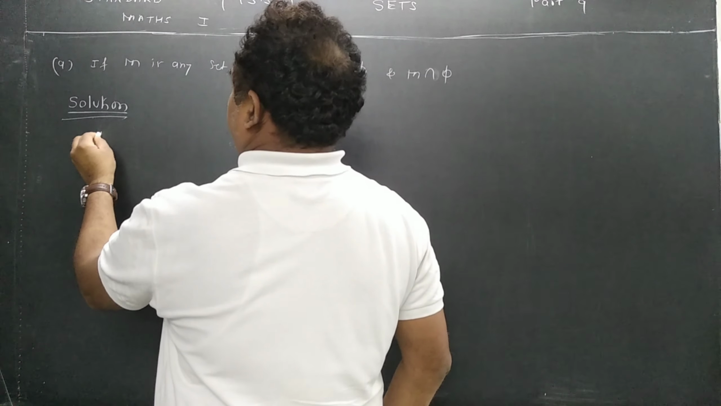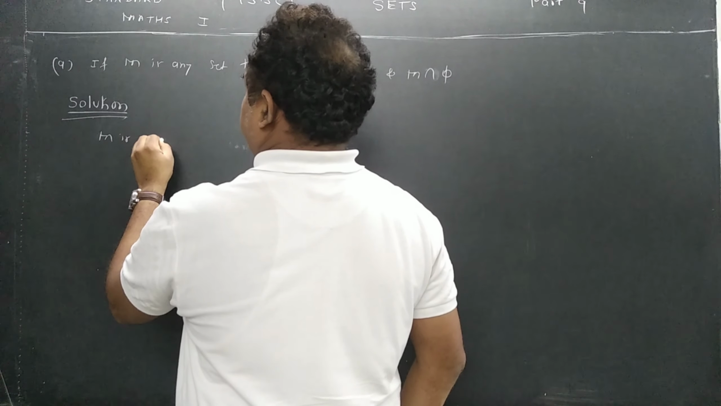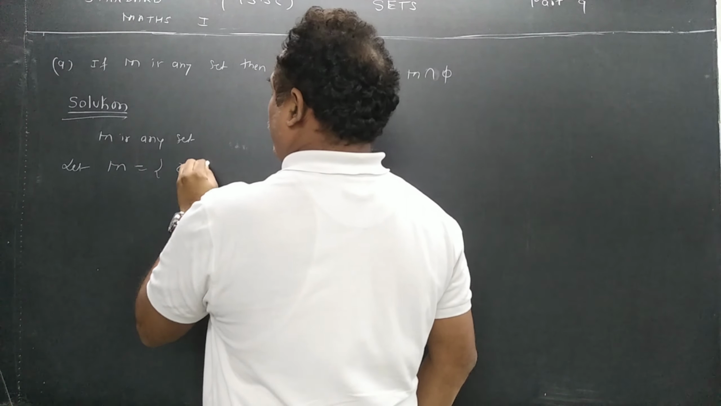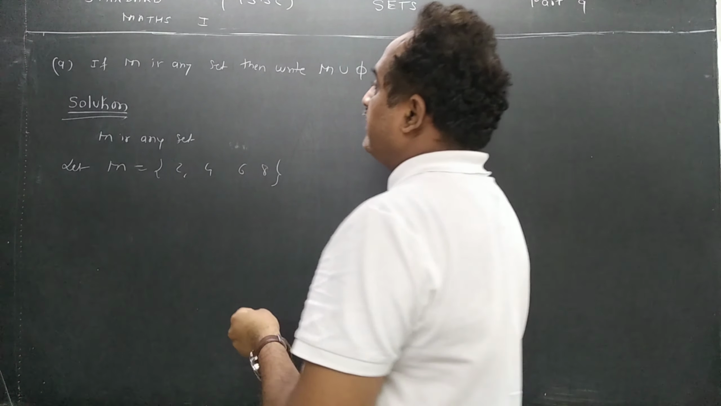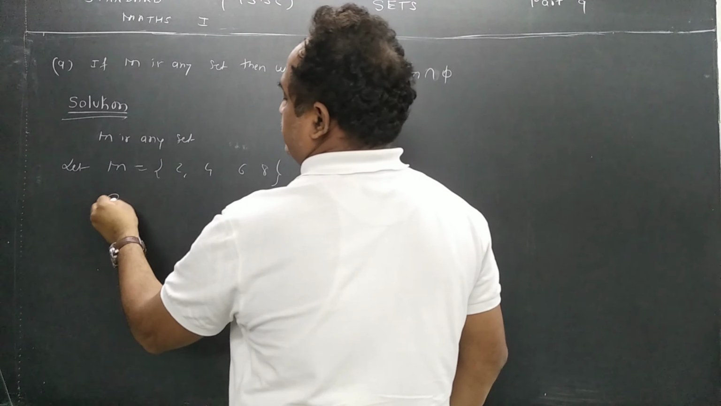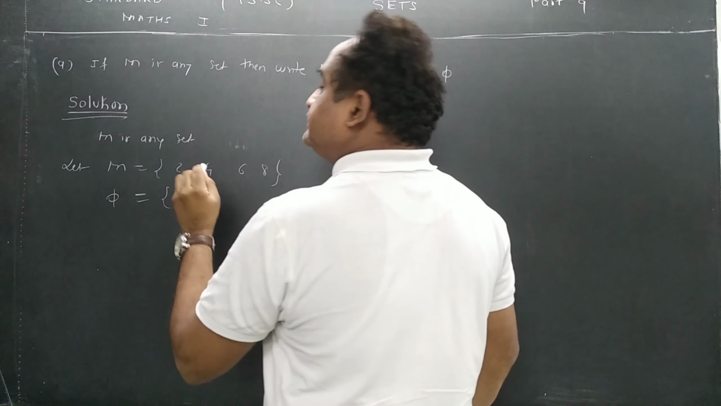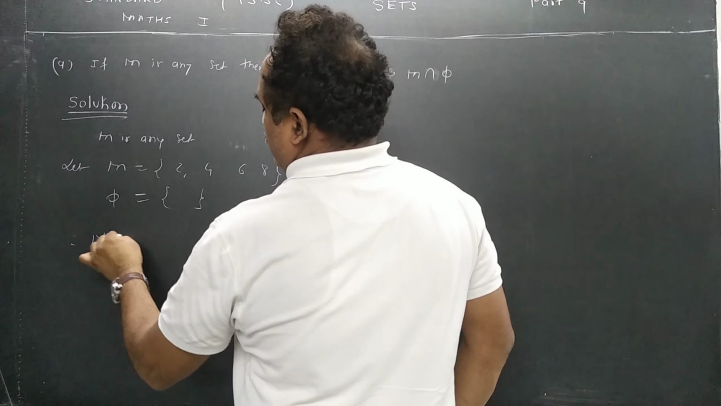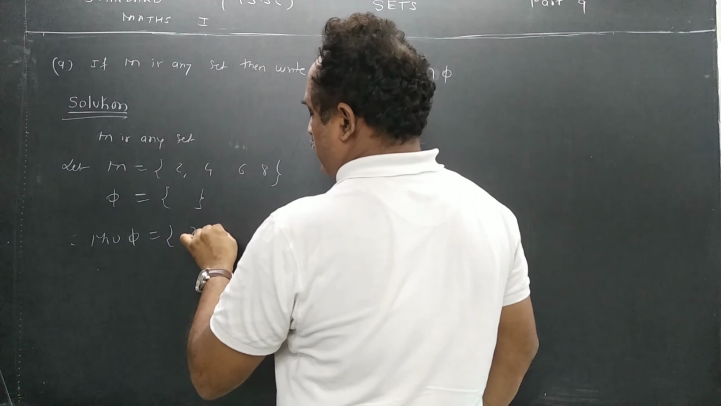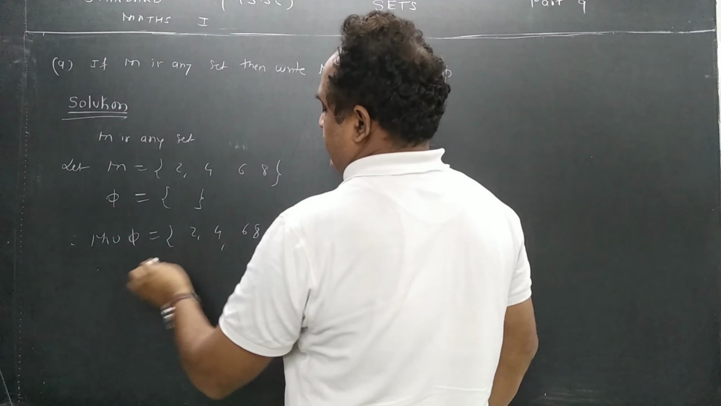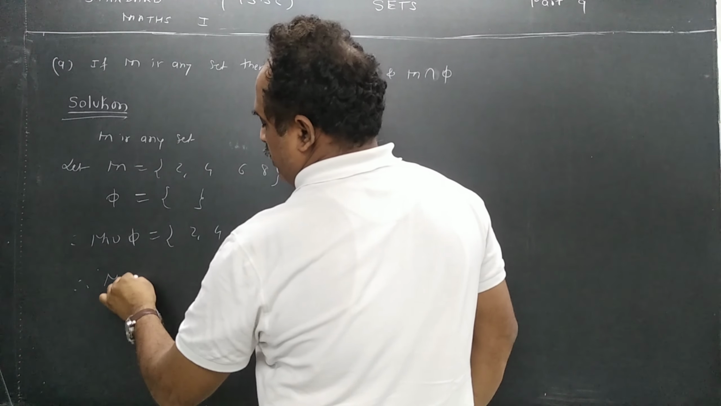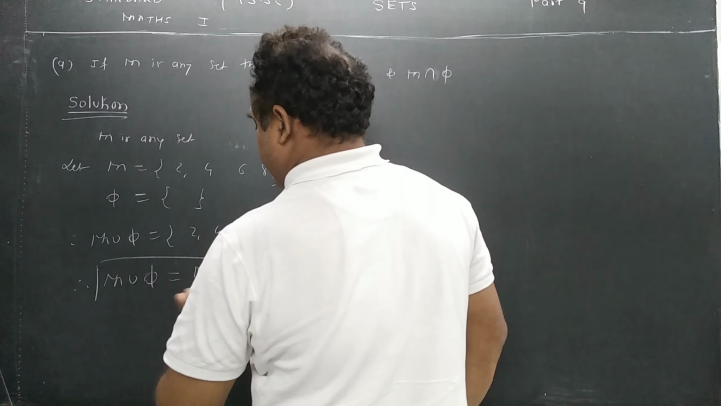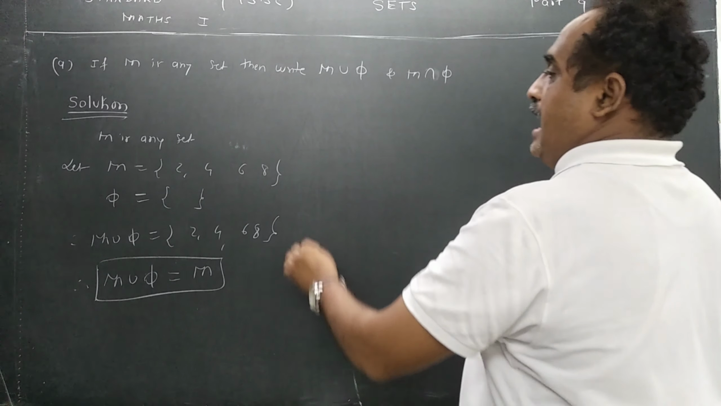So solution, M is any set. Let M be a set of 2, 4, 6, 8. Okay? And null set is nothing. Got it? So what will be the M union null set? It will be 2, 4, 6, 8. That indicates what? M union null set is equal to M. This is the answer for the first question.